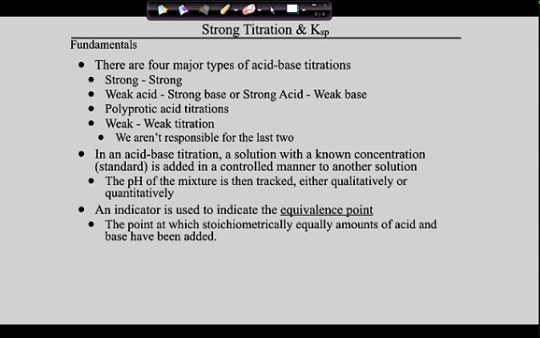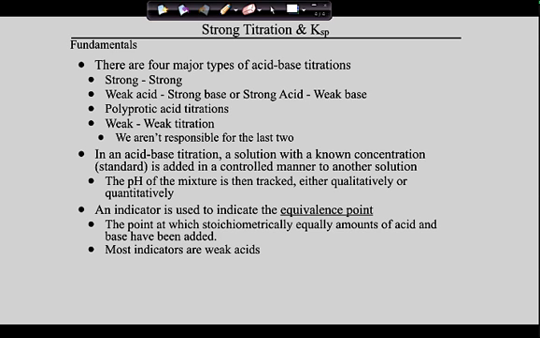Now guys, getting back to this idea of indicators, and I'll show you more about this in a minute as well, it's going to be helpful for you to understand that most indicators are actually weak acids. And I'll show you more about that in the next slide. But guys, now that you've sort of got this background, what is titration? What role do indicators play? What are indicators? Weak acids.